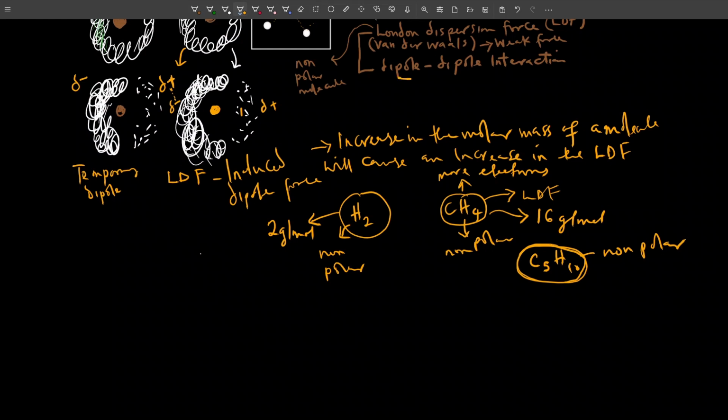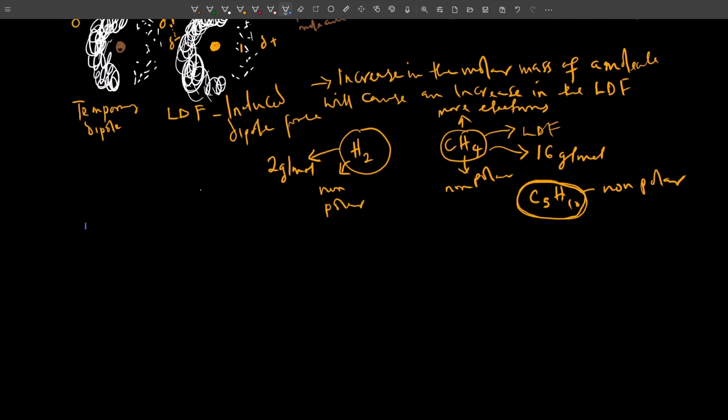Now for dipole-dipole interaction, this one is only found in polar molecules. This means that you can't find dipole-dipole interaction in non-polar molecules, because from the start, non-polar means they are not polar. That means they cannot produce a dipole, so they can't have dipole-dipole interaction. So dipole-dipole interaction is peculiar to polar molecules.